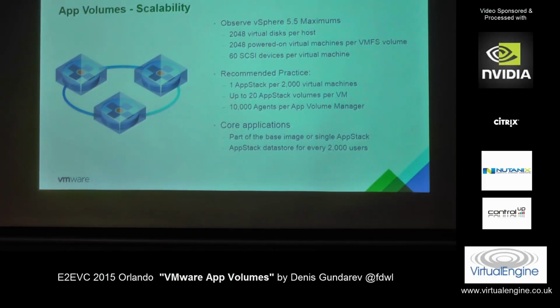Up to 10,000 agents can communicate with one manager instance. But we recommend to have at least 2 AppVolumes managers, because you can do maintenance, and it will be highly available. You can use a load balancer like Netscaler, or you can configure the agent to talk with multiple managers without a load balancer.